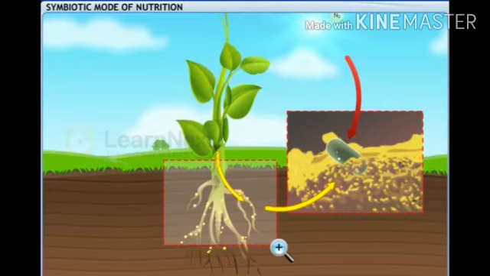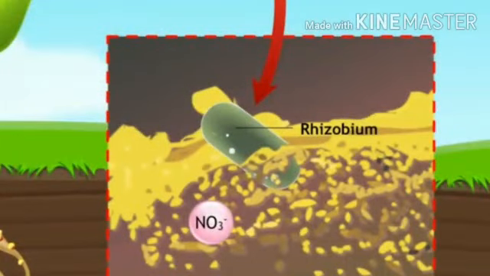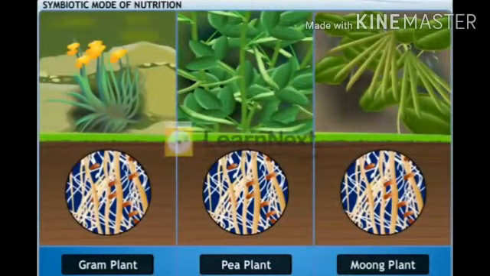In these root nodules, there is rhizobium bacteria. So what happens with this rhizobium bacteria? The rhizobium bacteria will absorb the nitrogen from the soil and it will be converted into nitric acid with the help of water, and this nitric acid is absorbed by the root nodules and passed to all the parts of the plant. Some examples I will show you are gram plant, pea plant, and moong plant. These are all examples of symbiotic plants.